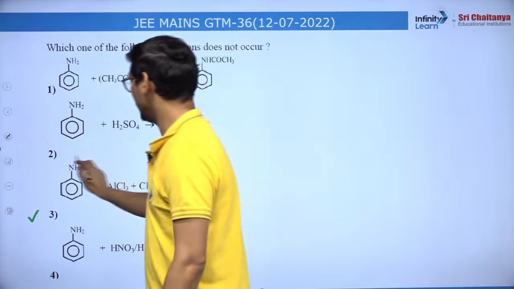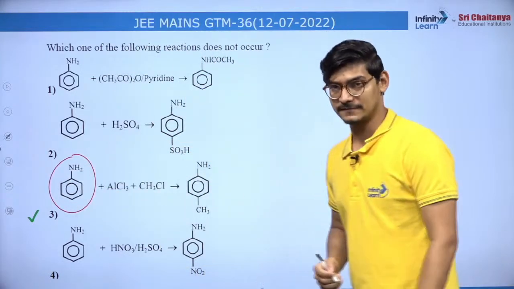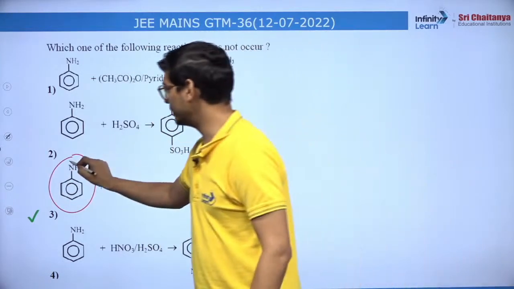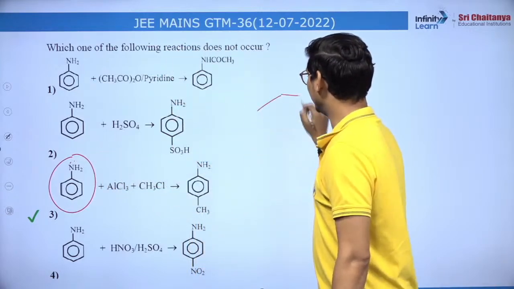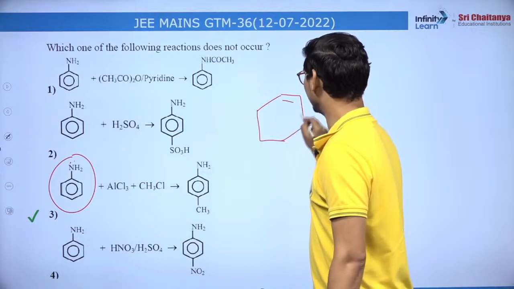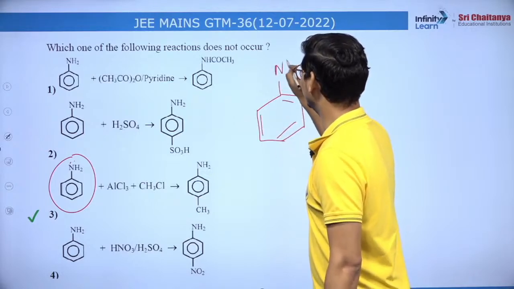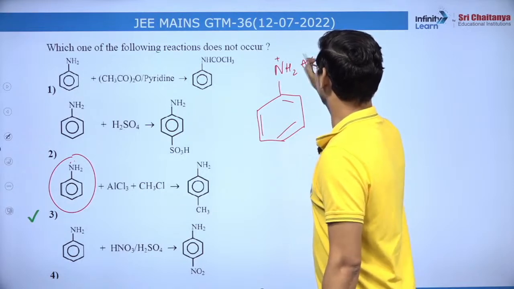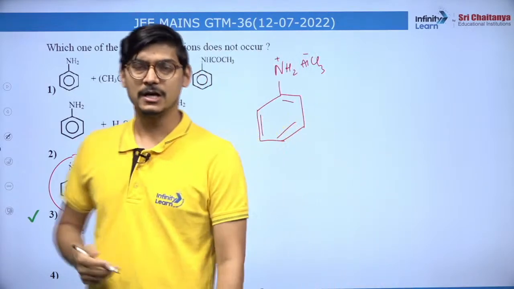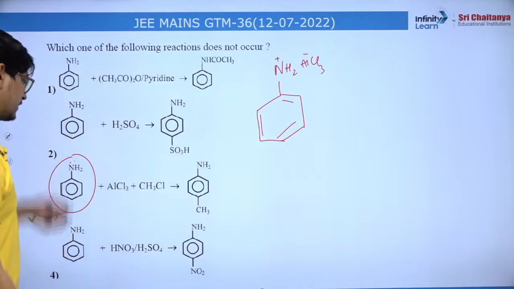Then in this question, which one of the following reactions does not occur? Of course, aniline does not undergo Friedel-Crafts reactions. Why? Because it is a Lewis base and AlCl3 is a Lewis acid, it binds, forms the anilinium ion, and gets strongly deactivated. Because it gets strongly deactivated, it does not react. All other reactions are possible.